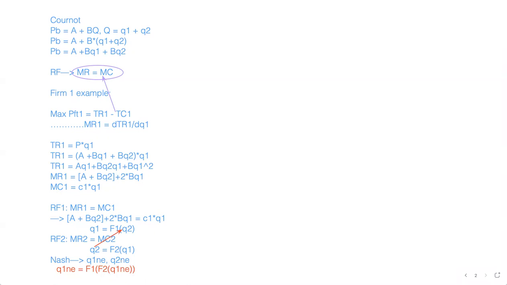So that shows me how I end up with one expression in Q1, and the value of Q1 that satisfies that expression is a Nash equilibrium for Q1. And then once I have that, I can just use the reaction function for firm 2 and get Q2 NE. Okay. So are there any questions about that?